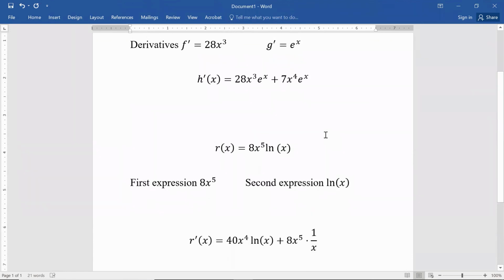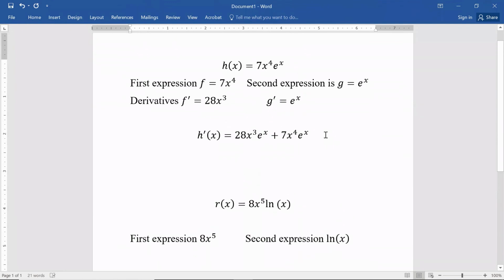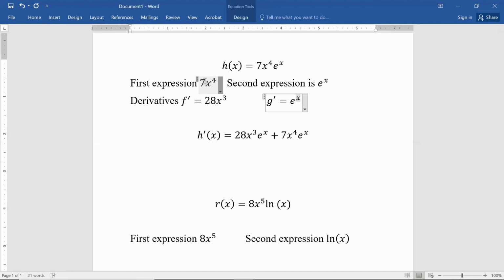So that's how we take the derivative of those two functions. You don't have to each time write down what the first expression is and what the second expression is, but sometimes people find it really helpful with the product rule to write those things down.